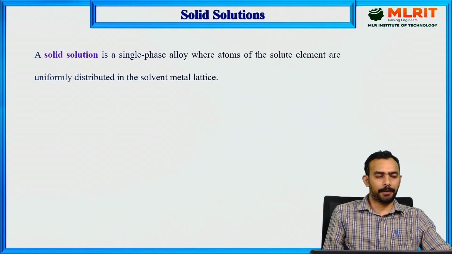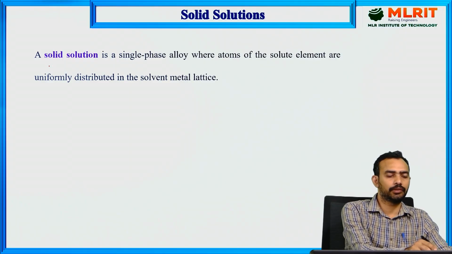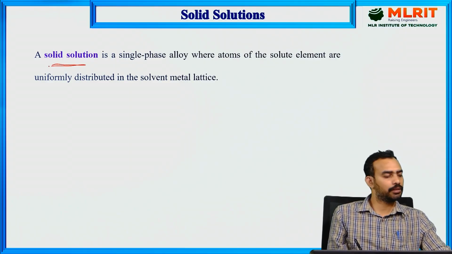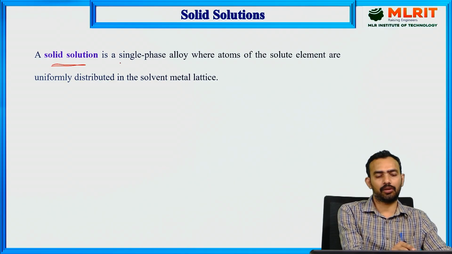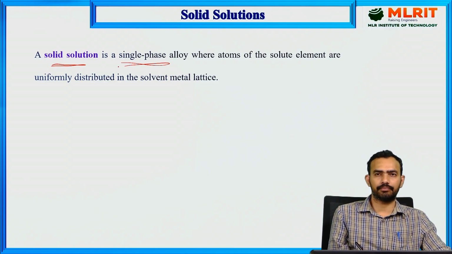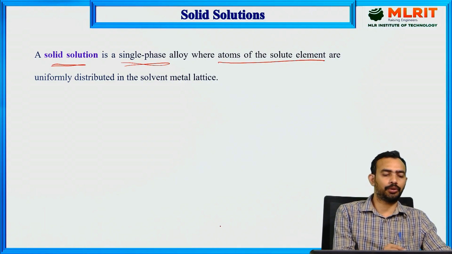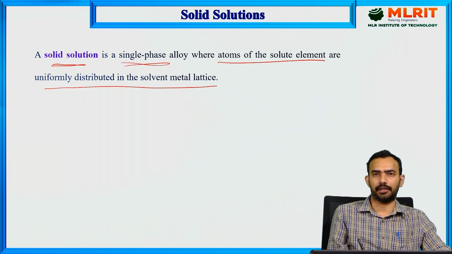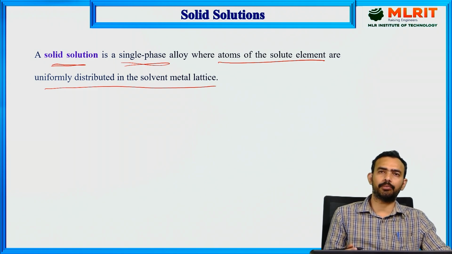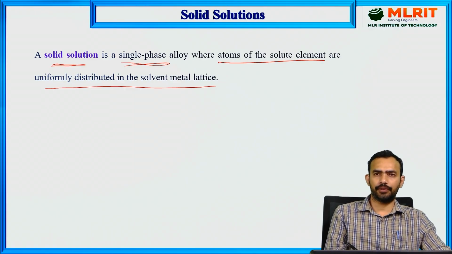Then if you quickly recall the term solid solution. What do you mean by a solid solution? It is a homogeneous mixture, or it can also be considered a single phase alloy, where atoms of the solute element are uniformly distributed in the solvent metal lattice. The solute elements are added to the solvent lattice to form a homogeneous mixture which has a single phase, and we call it a solid solution, a single phase alloy.